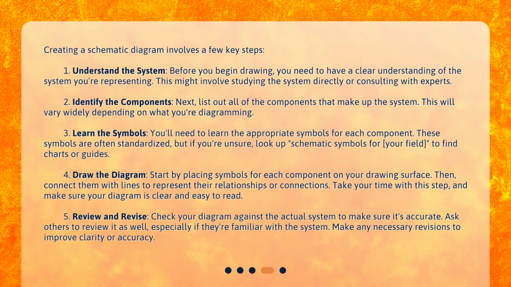4. Draw the diagram. Start by placing symbols for each component on your drawing surface. Then, connect them with lines to represent their relationships or connections. Take your time with this step, and make sure your diagram is clear and easy to read.